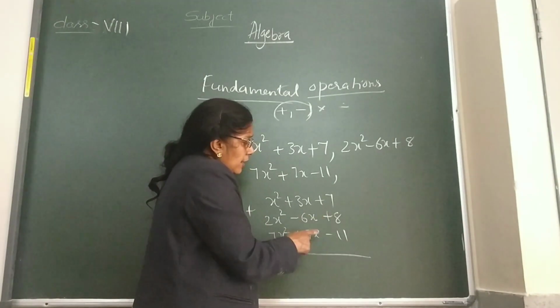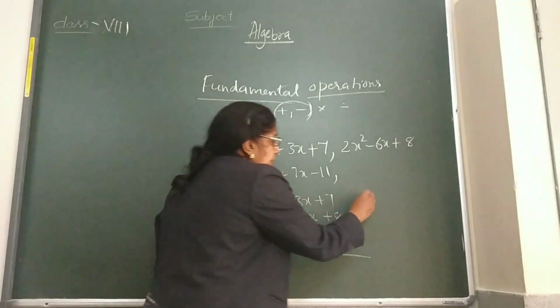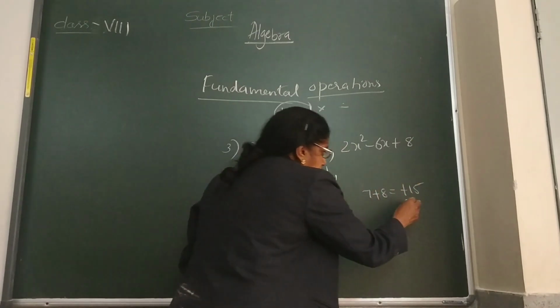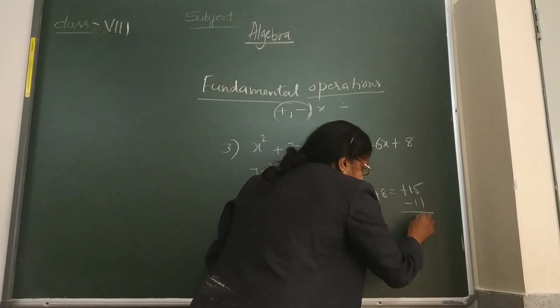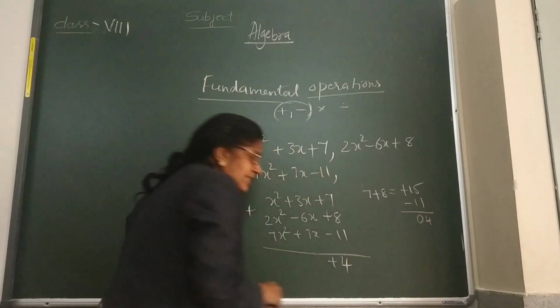So what will I do first? I'll take the constants. The two positive numbers, 7 plus 8, is equal to plus 15. From that I will subtract 11. 5 minus 1 is 4, 1 minus 1 is 0. The positive number is greater, so here I got plus 4.